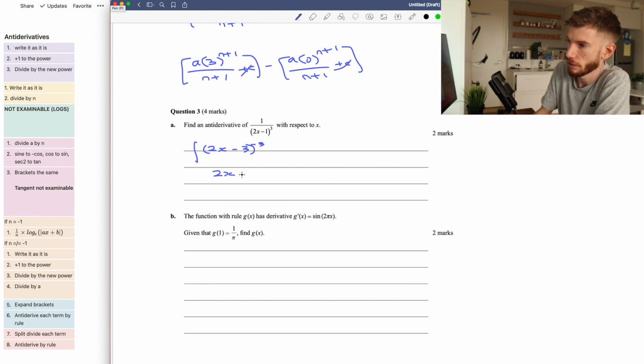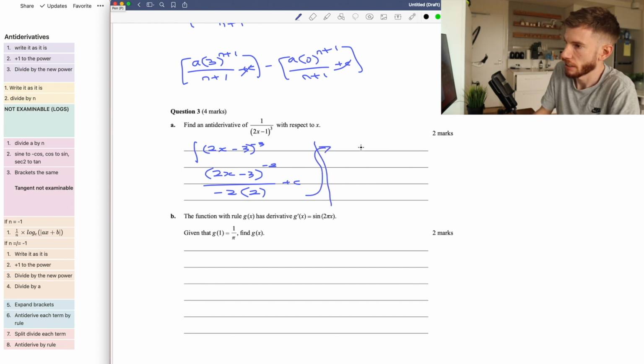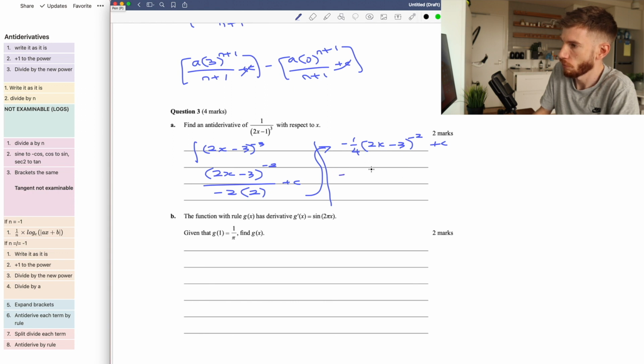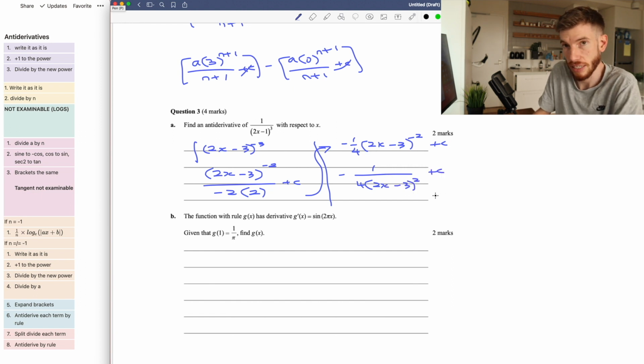So that means write it as it is, add 1 to the power, divide by the new power, and then also multiply down in there the coefficient of x, which is 2. And since it's an indefinite integral, we have also got to put the plus c. So we'll do new power times the coefficient, and here we're just going to get a negative 4. So I'm going to put it as a negative 1 on 4 times 2x minus 3 to the power of negative 2, plus c. And because we don't like negative powers where we can avoid them, we're going to write that as negative 1 on 4 times 2x minus 3 to the positive 2, and then just the plus c at the end. You'll need the plus c to get the full marks.